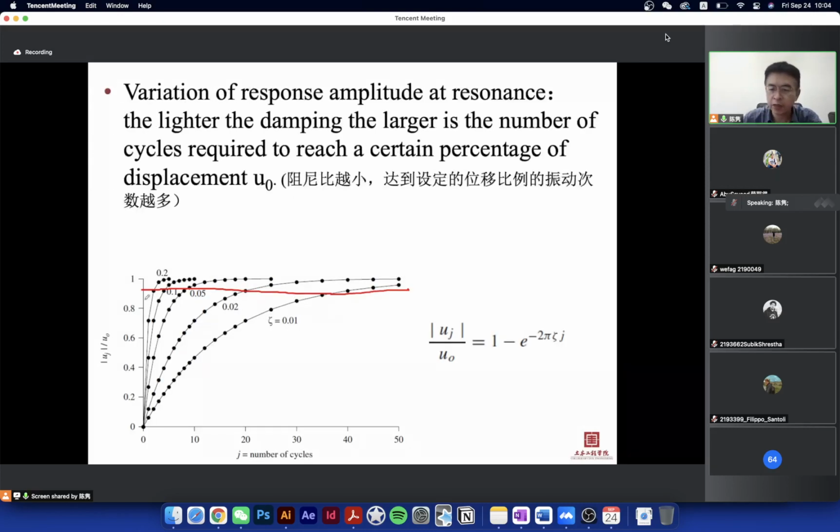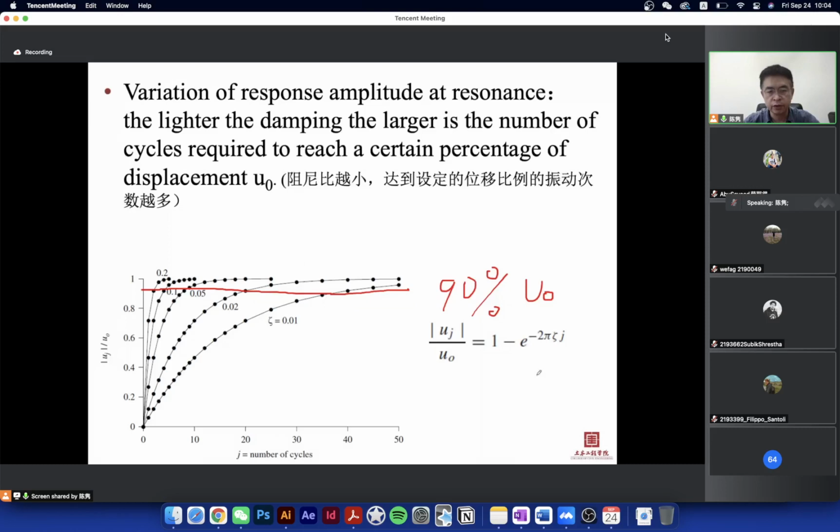So we want to know how many cycles, how long it takes for the vibration amplitude to reach, let's say, 90% of the final U0, which means it has already reached its steady state response. So if the damping is small, it takes longer time. For smaller damping, it takes longer time to reach this ratio. This is what the figure tells you.